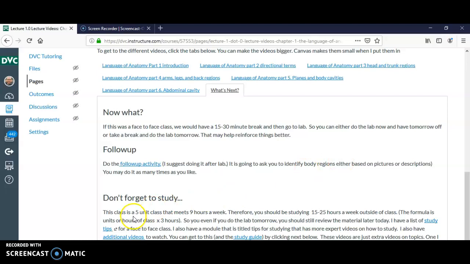So again, this is a 5-unit class. It means 9 hours a week. So you should be studying 15 to 25 hours outside of class for this. So the lectures are 2 90-minute lectures. That's 3 hours a week. So you should be studying for lecture material at least 9 hours a week.